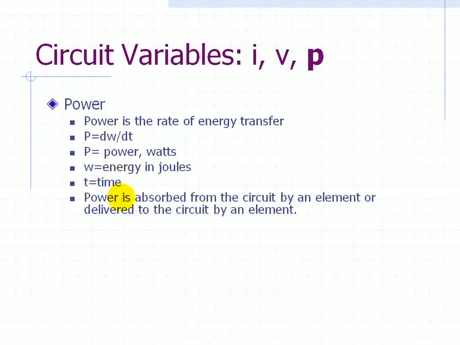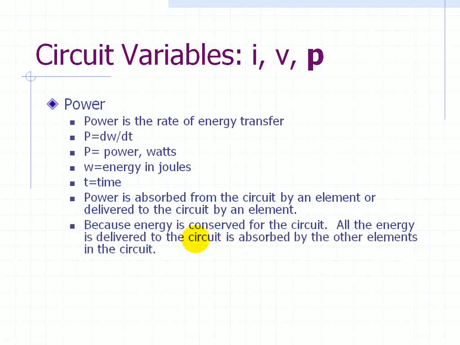When we analyze circuits, power is absorbed from the circuit by an element or delivered to the circuit by an element. So a voltage source will deliver power and a resistor will absorb power. Because energy is conserved in the circuit, all the energy delivered to the circuit is absorbed by other elements in the circuit. Now the relationship between power, current and voltage is given by this formula, P equals IV. A nice mnemonic that I use is poison ivy.